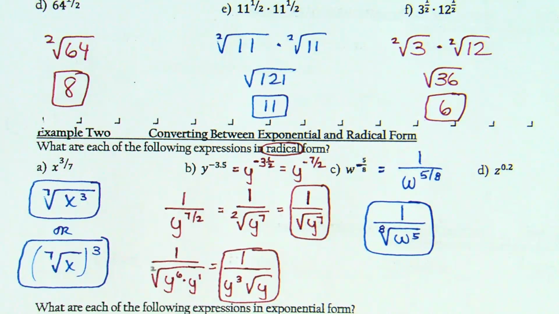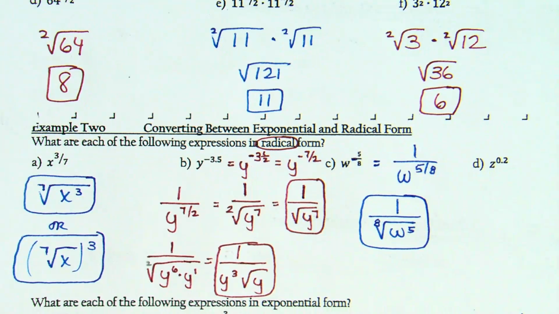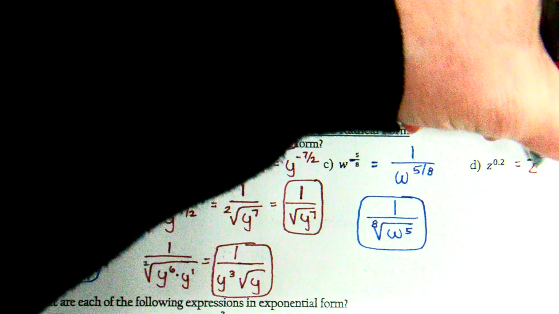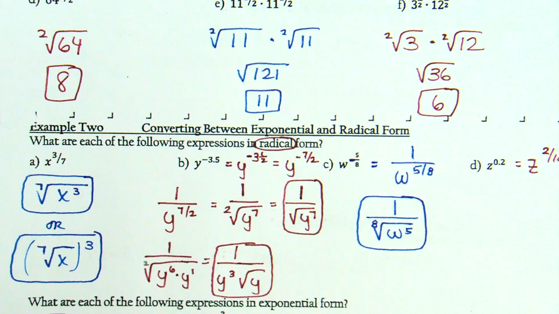Okay. D. Z to the 0.2 power. Okay, so my brain, I purposely did not read the math way I should. I said 0.2. What is 0.2? It is 2/10 is how we properly read it. So if you make that a fraction, it is z to the 2/10.